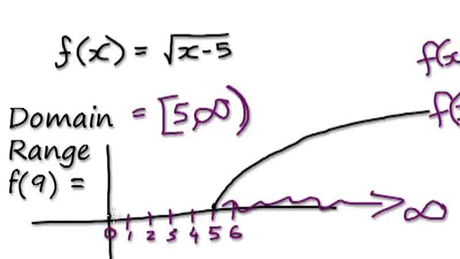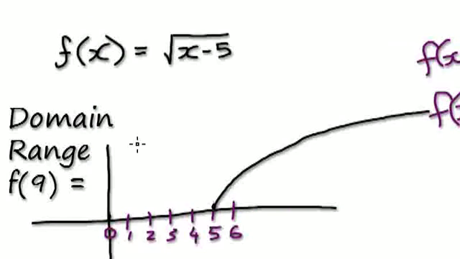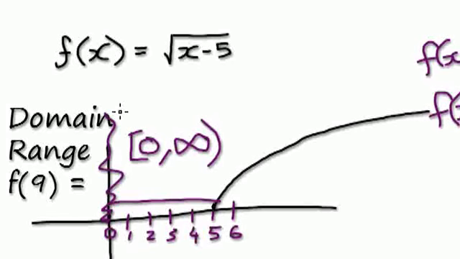And then the range. Well, the range here is everything up here. The range will be this here, comma, and then infinity, because the range is everything above here.